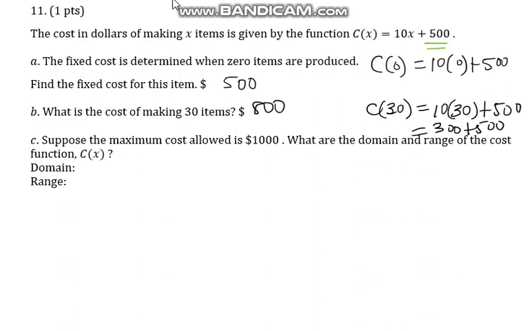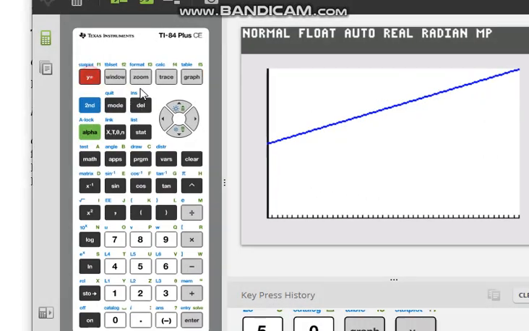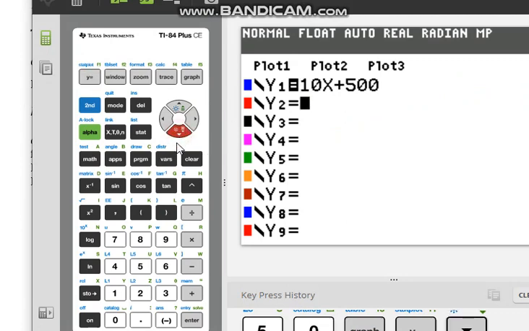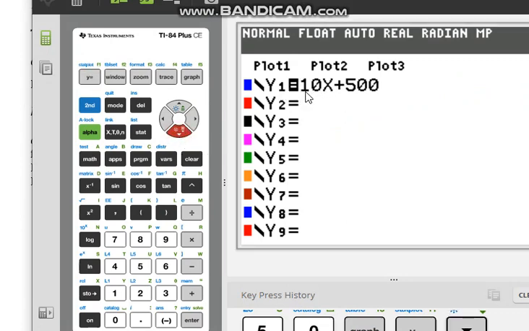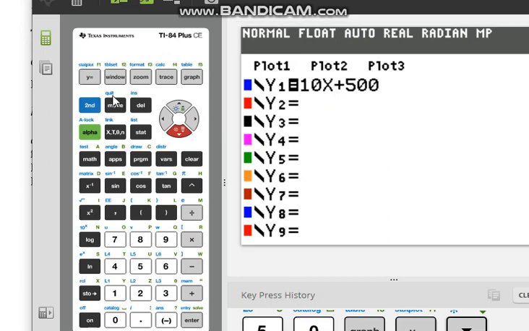Suppose the maximum cost allowed is $1,000. What are the domain and range of the cost function? Okay, so I'm going to graph this function on my calculator. And so in Y1, I've entered 10x plus 500. In Y2, I can enter 1,000.